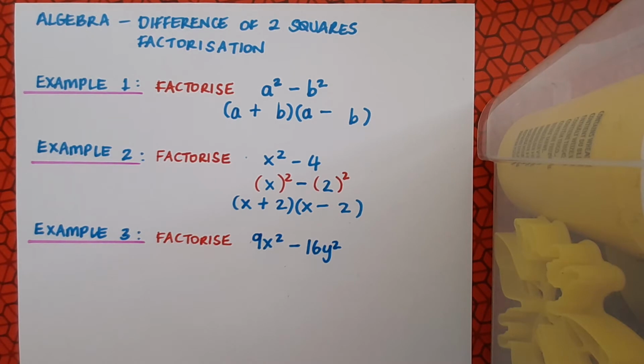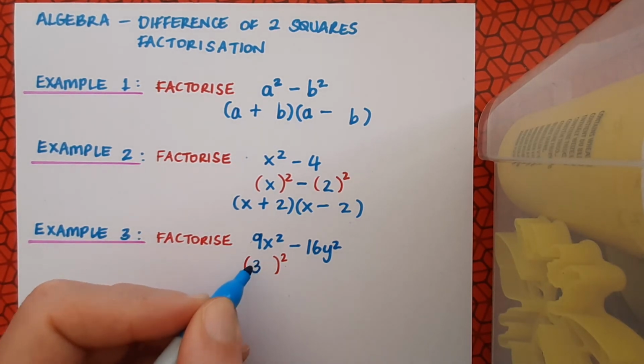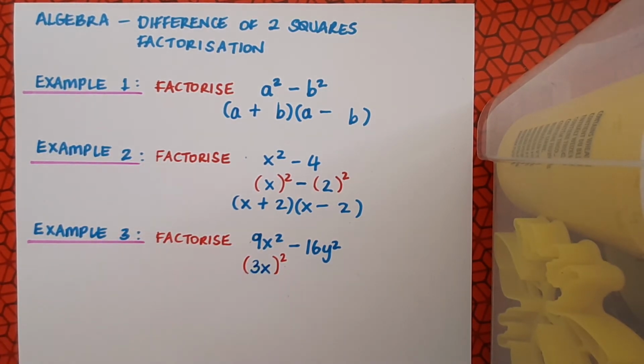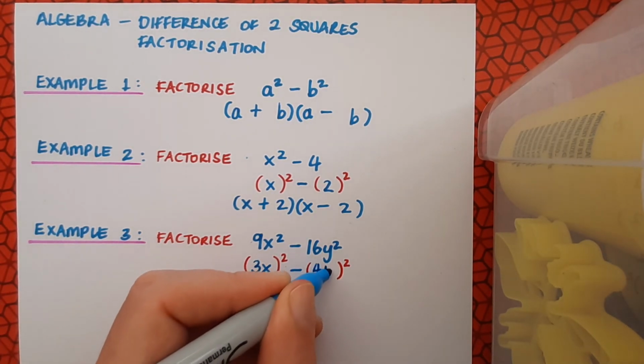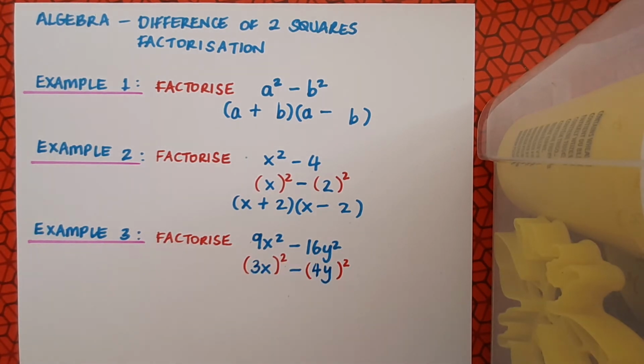Example 3 asks us to factorise 9x squared minus 16y squared. So again, I must first of all identify what is being squared. In the first term, I would have to square 3 to get 9, and the x is obviously being squared. In the second term, I would have to square 4 to get 16, and the y is again clearly being squared. And now I'm ready to factorise.